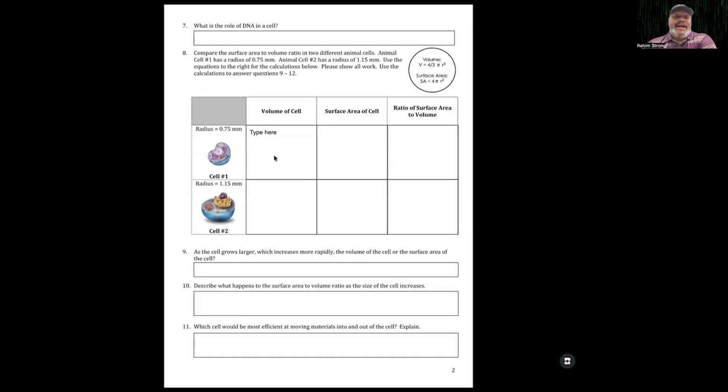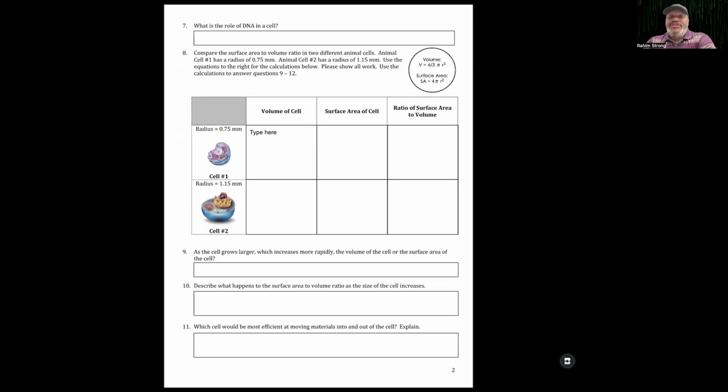Volume of a cell. I want you to calculate these today. I'm not going to require it of you on the test, but I want to see how well you can use these formulas. You've got some information. Cell one has a radius of 0.75 millimeters, and animal cell two has a radius of 1.15 millimeters. So you'll use those equations to get a ratio.